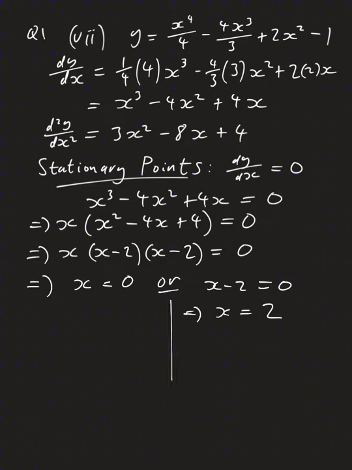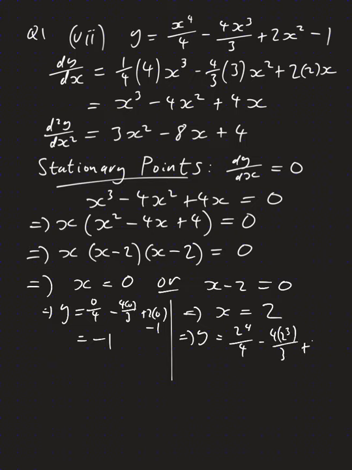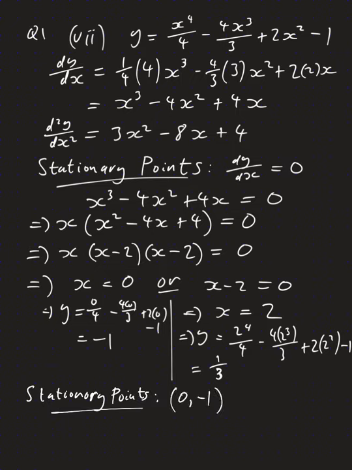Next I'll see what the y values are there. x equal to 0 means that y is equal to, well, if I pop 0 into that, I get 0 over 4 minus 4 times 0 over 3 plus 2 times 0 minus 1. So it all in the end comes out to be minus 1. For x equal to 2, I get y is equal to 2 to the 4 divided by 4 minus 4 times 2 cubed divided by 3 plus 2 times 2 squared minus 1. So that's equal to 1/3 in the end. So my two stationary points are at (0, minus 1) and at (2, 1/3). Those are the x and y coordinates of my two stationary points.